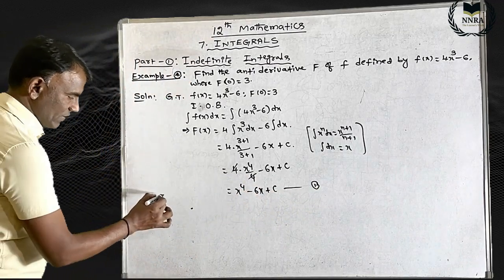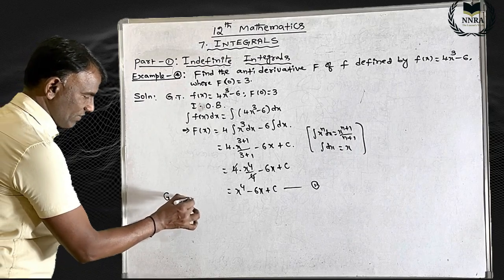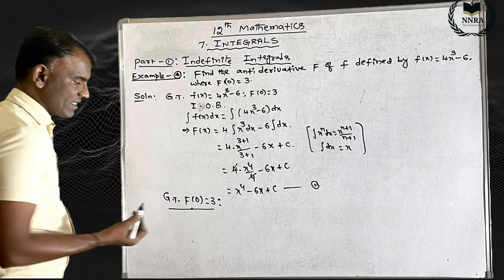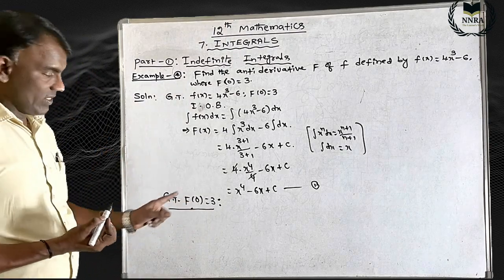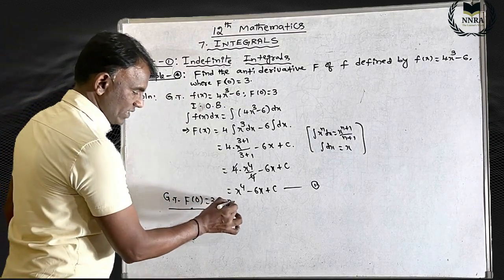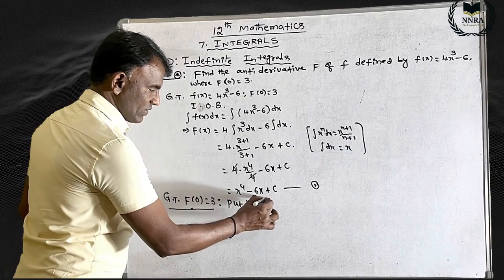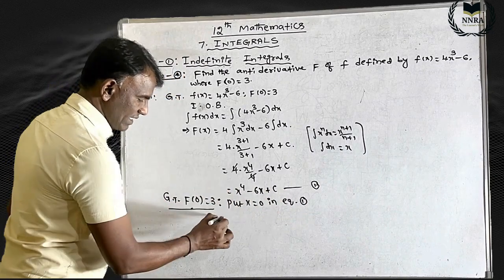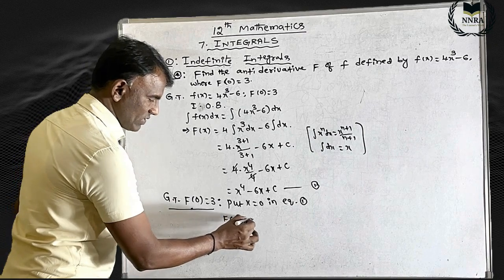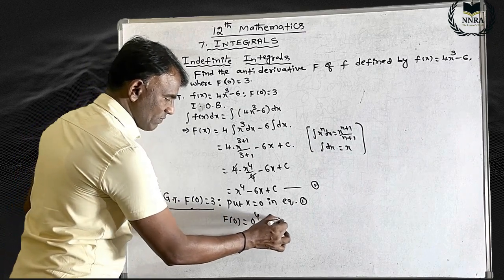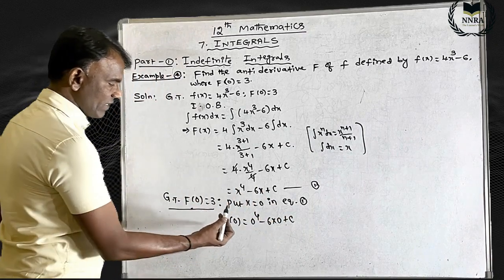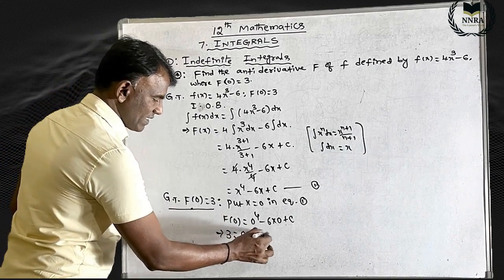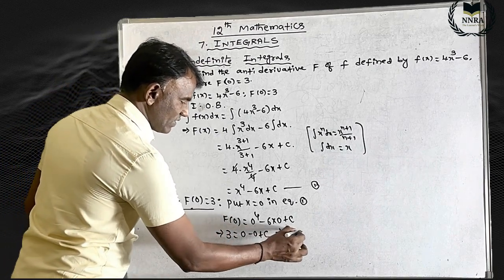Now what is the given initial condition here? f of 0 equal to 3. What is the meaning of this? This is a form of f of x, na? So now substitute x equal to 0. Put x equal to 0 in equation number 1. Then how to write it? f of 0 equal to 0 power 4 minus 6 into 0 plus constant. But what is the value of f of 0? That is 3. So it is 0 minus 0 plus c. Now c equal to 3.